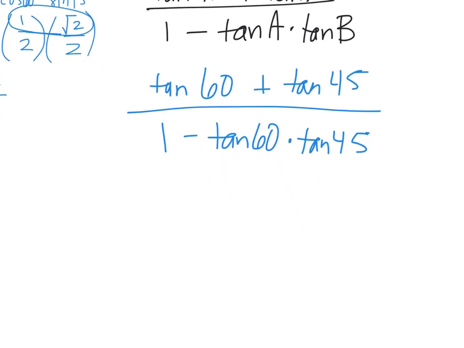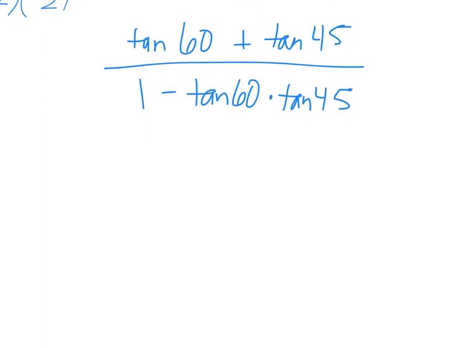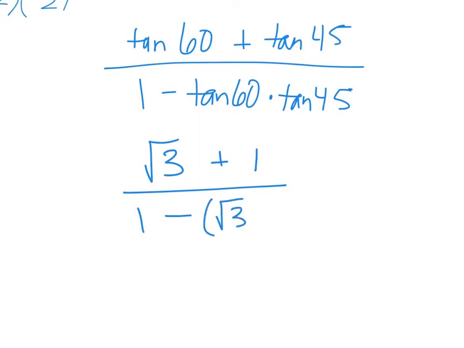Okay, now the tangent is a ratio of the y-coordinate over the x-coordinate from your unit circle, but I have a nice chart that I'm going to use to just write down the values, and hopefully you do too, because that makes this a lot easier. So the tan of 60 from my chart is radical 3. That's the tangent at 60 degrees. Plus the tangent at 45, which is just 1, over 1 minus root 3 times 1.